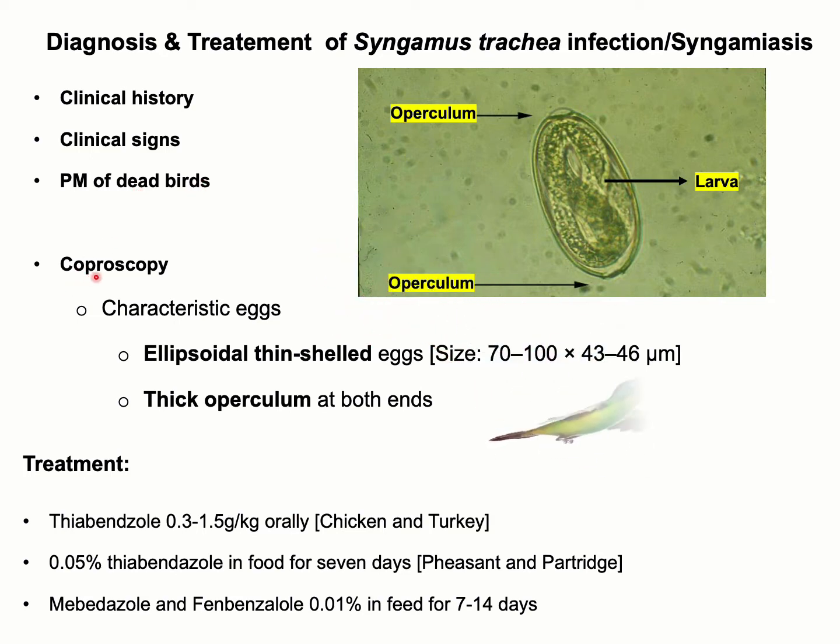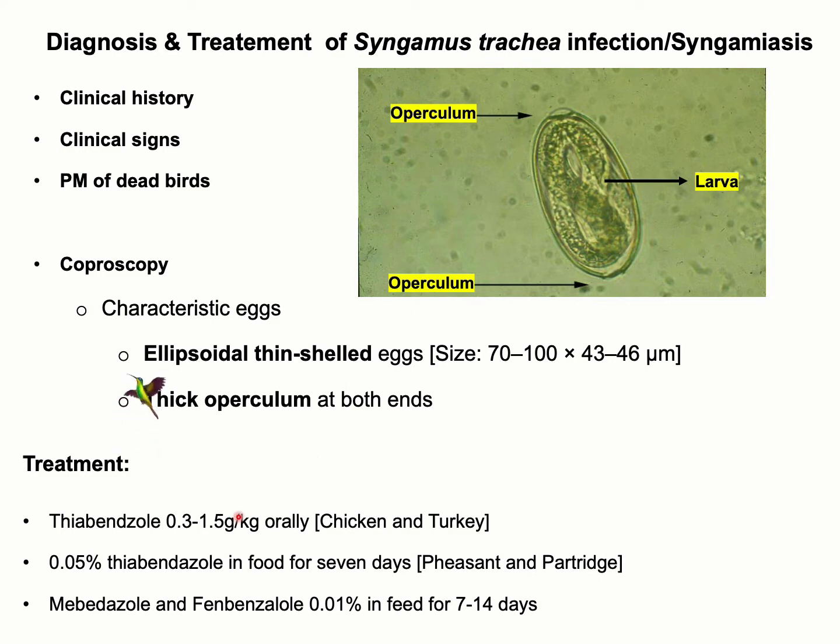For confirmatory diagnosis of the affected live birds, coproscopy can be done. The eggs of the Syngamus trachea are ellipsoidal and there is a thick operculum at both ends. These eggs must be differentiated from the eggs of Capillaria species because both eggs look similar.